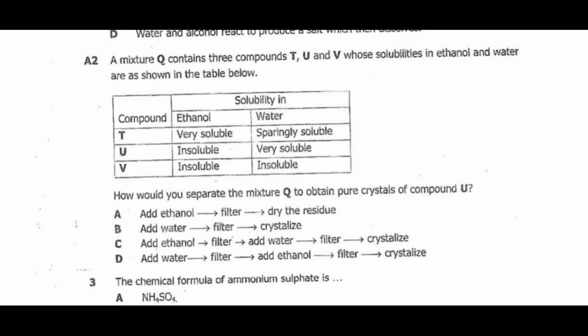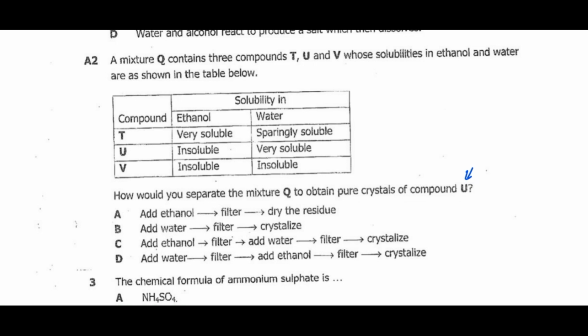A mixture Q contains 3 compounds, T, U, and V, whose solubility in ethanol and water is shown in the table below. We can now begin with T. We can see that it's very soluble in ethanol, sparingly soluble in water. Then U, insoluble in ethanol, very soluble in water. V is insoluble in both these two liquids. Then how would you separate the mixture Q to obtain pure crystals of compound U? So the whole thing is, we want to get U.